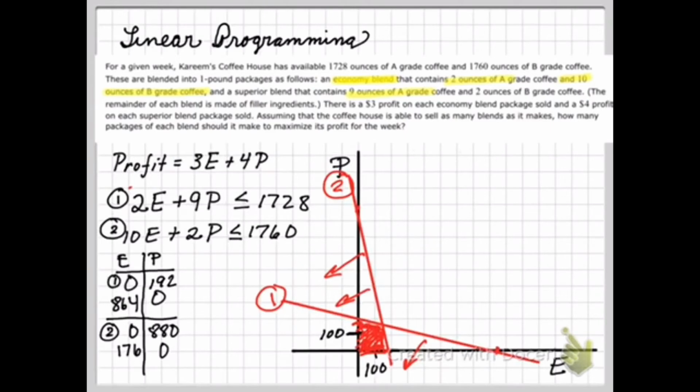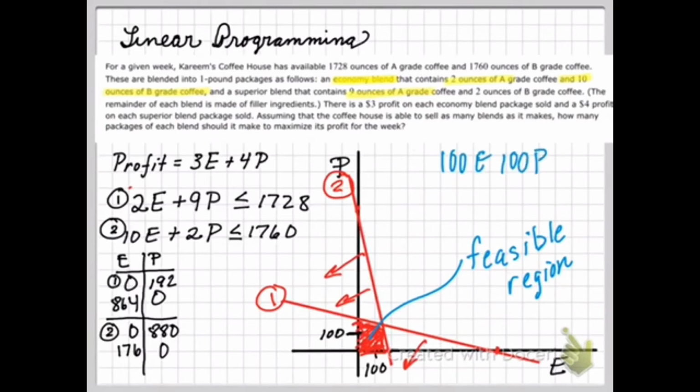Okay, now the next thing that we need to do, so now this little piece down here that is the solution to the system is the feasible region. So remember at the beginning I just said, well, let's say we're going to do 100 of the economy and 100 of the premium. Well, that number is in here. That number is in the feasible region. You'll remember that we still had some grade A coffee left over and some grade B coffee left over because we didn't use it all.